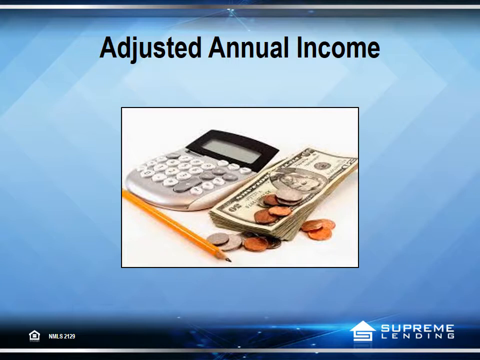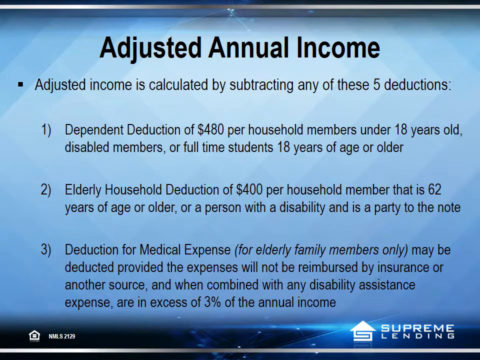Now we'll take a look at adjusted annual income. Adjusted income is calculated by subtracting any of these 5 deductions. Number 1, the dependent deduction of $480 per household member under age 18, disabled members, or full-time students 18 years of age or older. Number 2, elderly household deduction of $400 per household member that is 62 years of age or older, or a person with a disability and is party to the note.